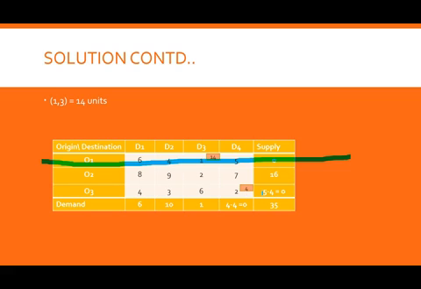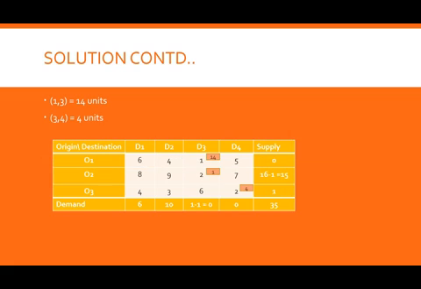So what happens to the supply? 5 minus 4 is 1 and 4 minus 4 is 0. And this column gets cancelled. Okay. So this row went already. Now this column went.